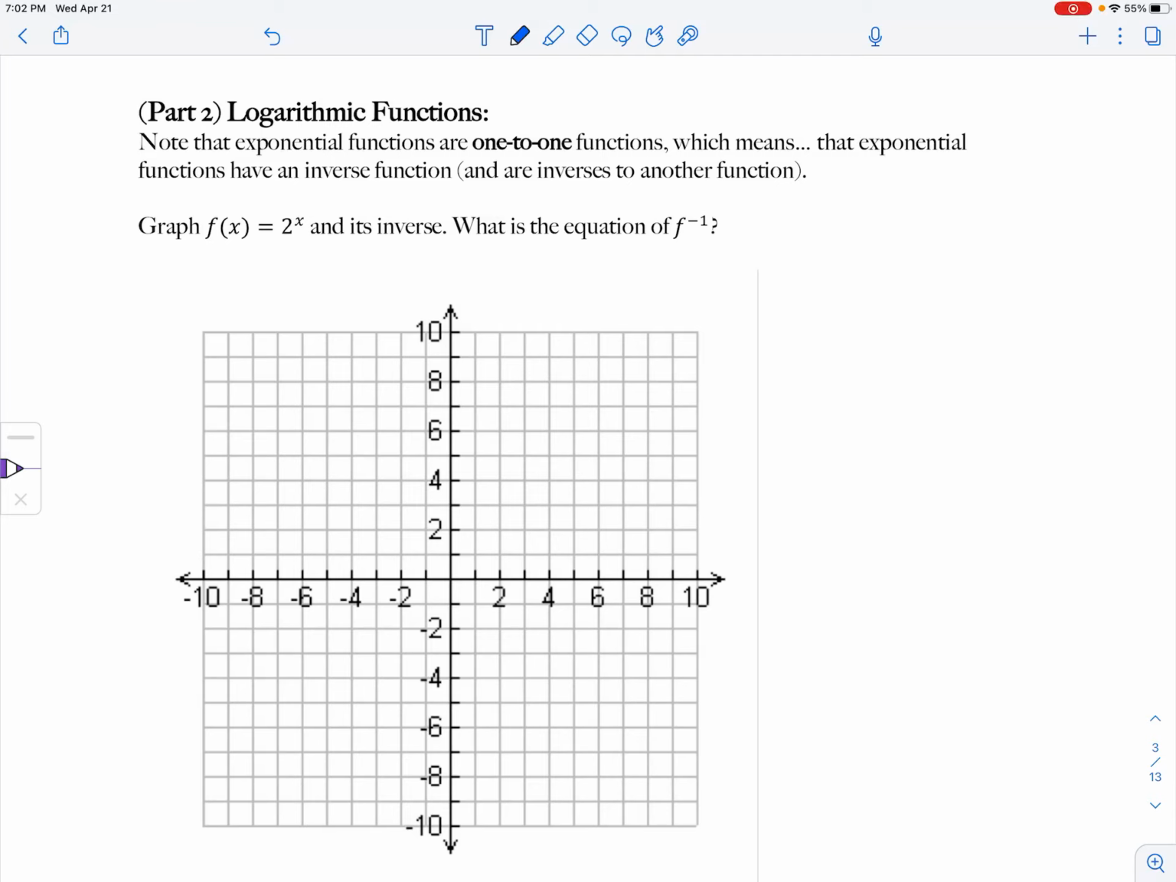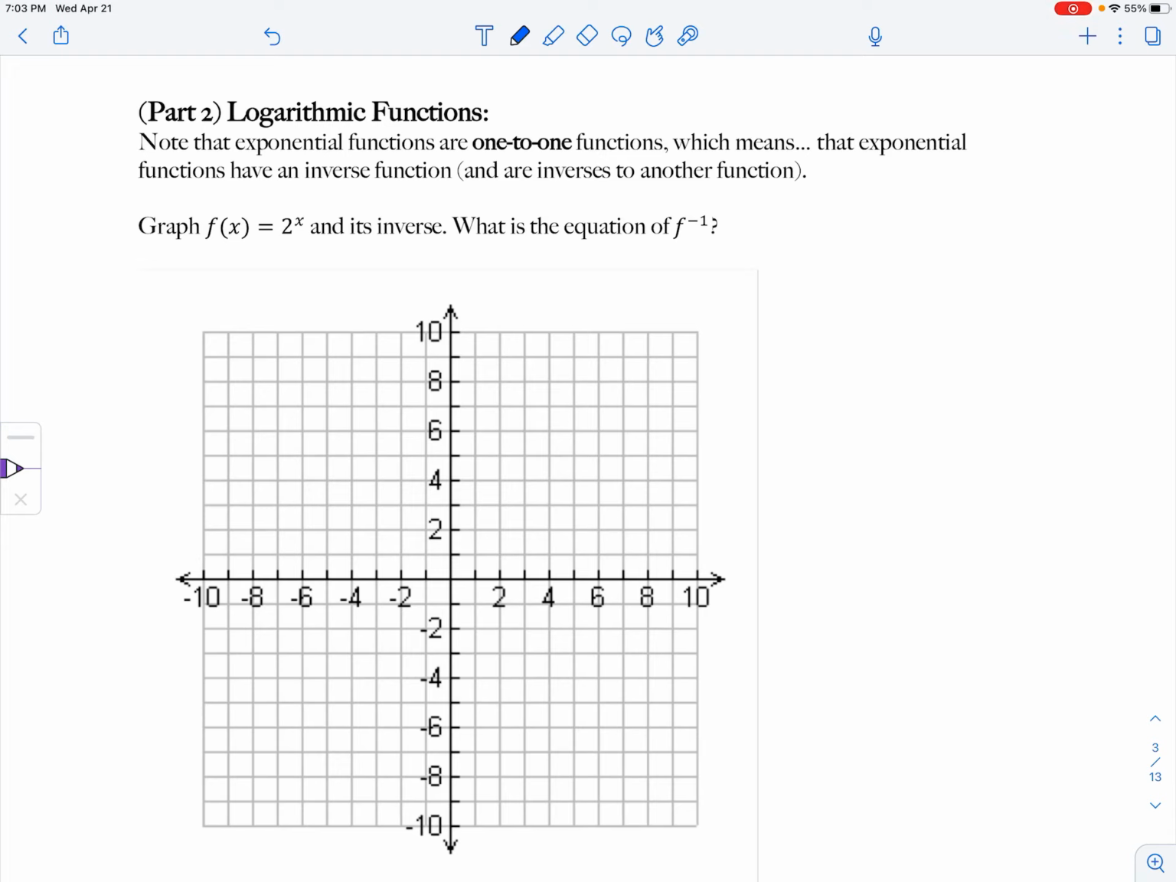So this video is the second video for reviewing exponential and logarithmic functions, as well as reviewing solving exponential and logarithmic equations. In the first video, we reviewed what an exponential function is, and now we're going to review what a logarithmic function is. So note that exponential functions are one-to-one functions, right?